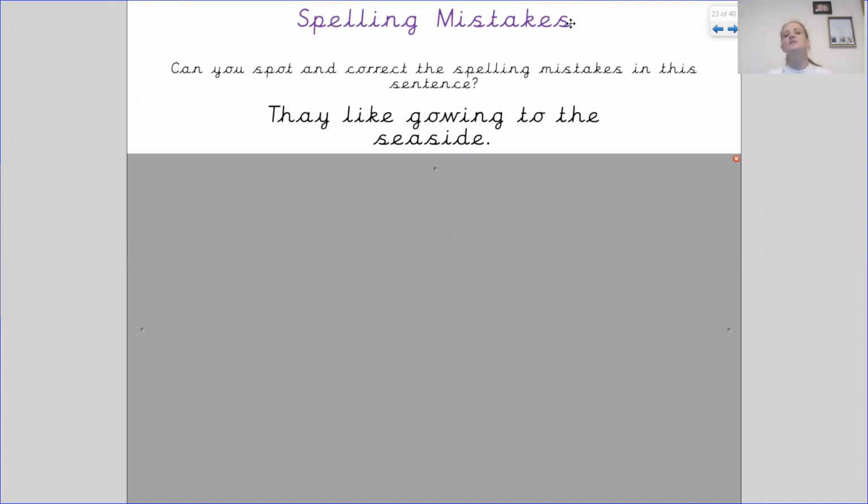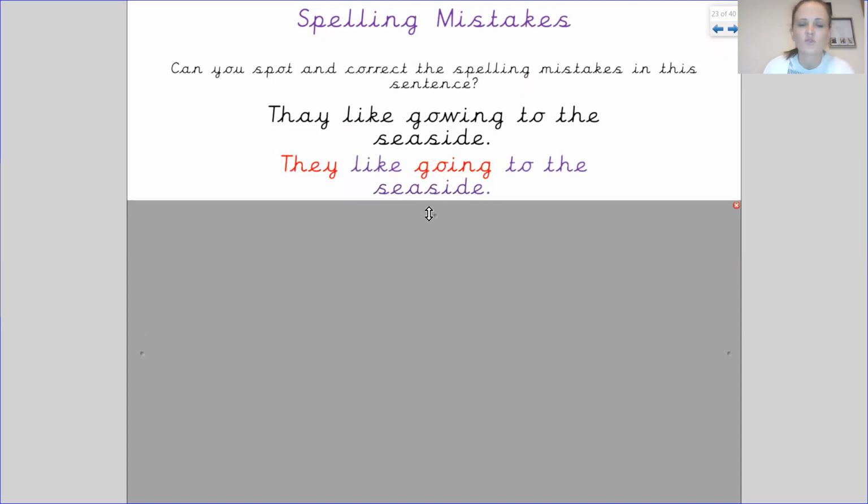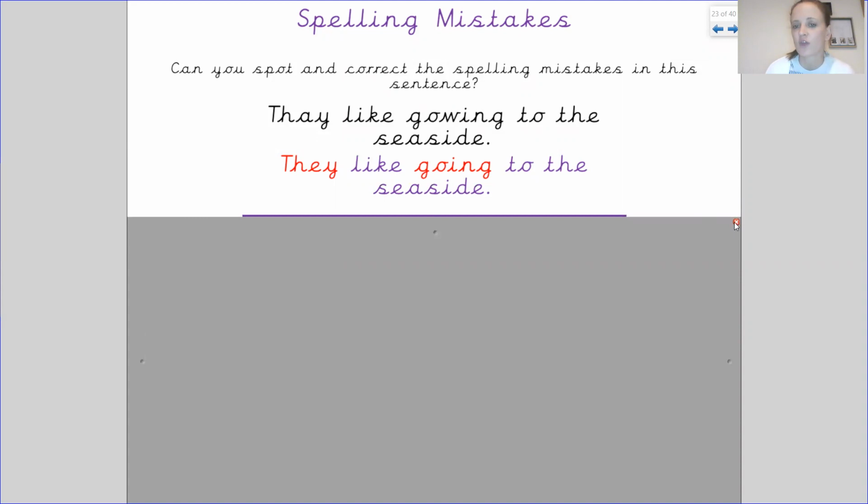We sometimes make spelling mistakes. So can you spot and correct the spelling mistake in this sentence? They like going to the seaside is the sentence. So pause the video and see if you can write the corrected sentence there. Okay, so the spelling mistakes there are in they and in going. So your sentence should read, they like going to the seaside. So give yourself a little tick if you got that one correct.